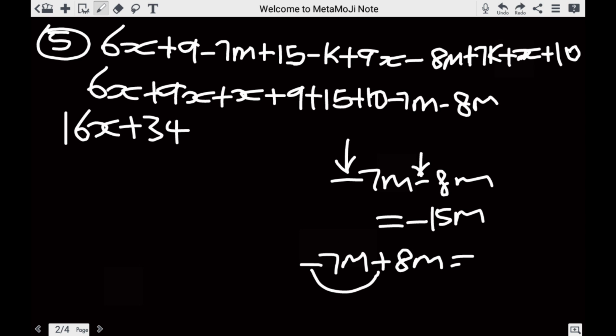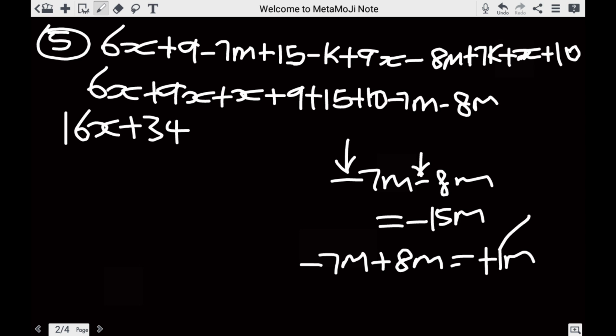You don't want to look at the signs that the terms have. You want to look for the term that is bigger than the other. This 8 is bigger than this 7. So you want to write the sign that the 8 has, then subtract. If you see minus and plus, you are going to subtract. So subtract 7 from 8, which is 1. So you should get 1m.